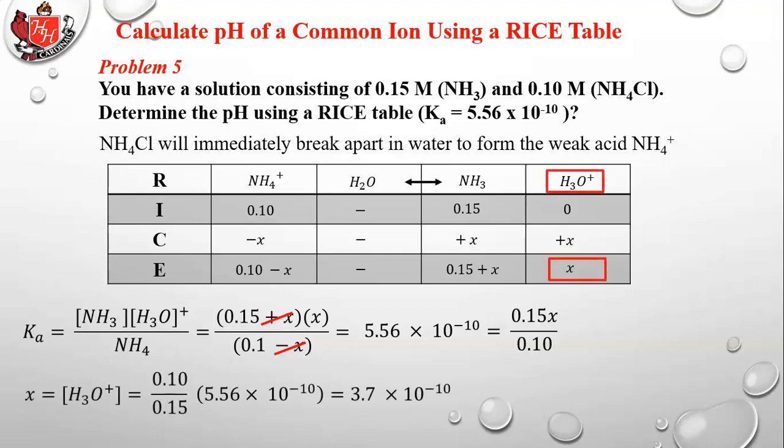Now we solve for X. X equals the hydronium ion concentration. That's what we're interested in if we're trying to get to pH. We want to know the hydronium ion, so it's the value of X. So that's simply going to be 0.1 over 0.5.